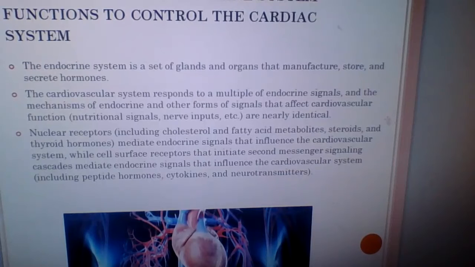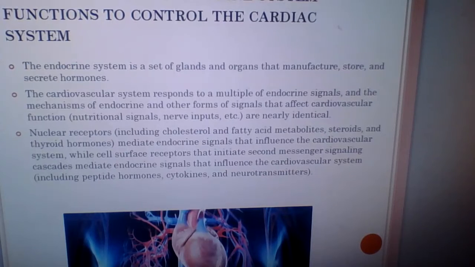The second part of it is that the endocrine system is a set of glands and organs that manufacture, store, and secrete hormones. The cardiovascular system responds to multiple endocrine signals, and the mechanism of endocrine and other forms of signals that affect cardiovascular functions. Nutritional signals and nerve inputs are nearly identical.